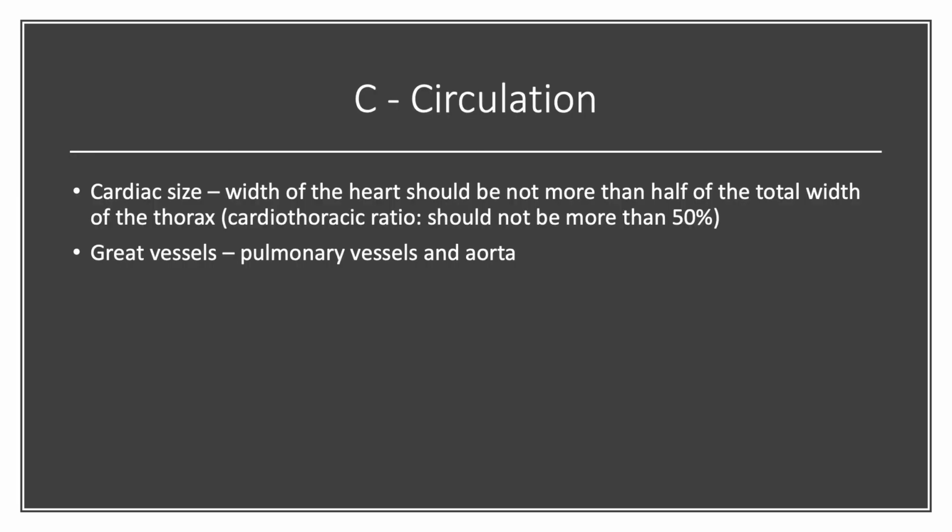C is for circulation. Look at the cardiac size. The width of the heart should be no more than half the total width of the thorax. This is referred to as the cardiothoracic ratio. Normal ratio is around 0.5, which means it should not be more than that value. Look at the great vessels, which are the pulmonary vessels and the aorta. In a normal radiograph, this is reported as the heart size is normal, there is no mediastinal shift, the mediastinal contour and hila appear normal.